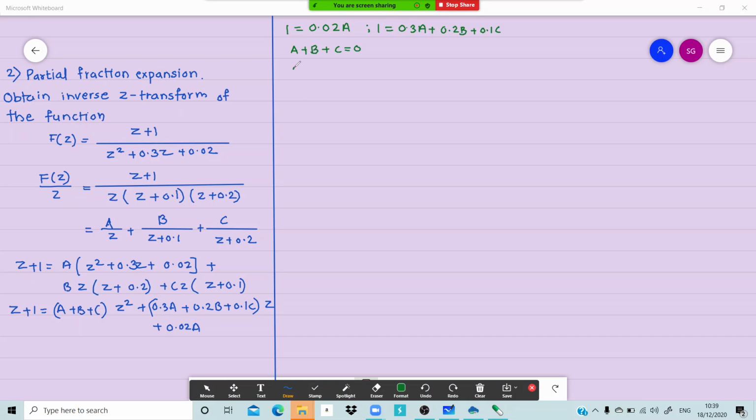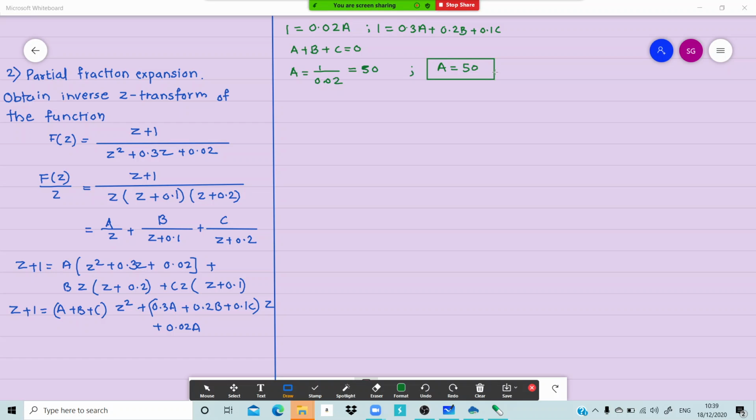Okay, so what you got for a? For a you got 1 upon 0.02, that is equal to 50. That means I can write a is equal to 50. Let me make a bracket for it.